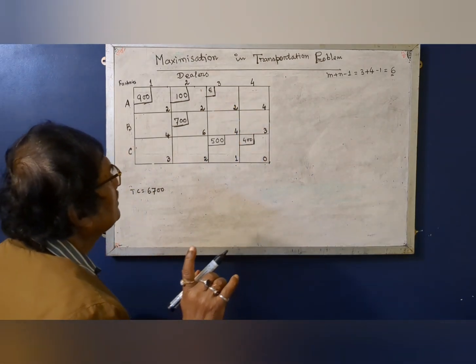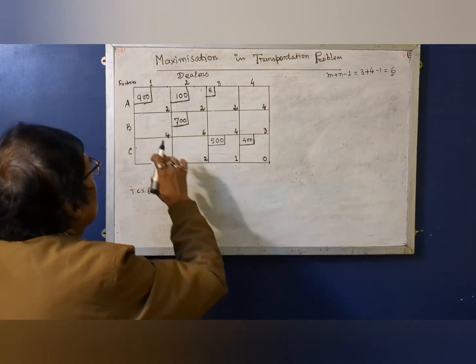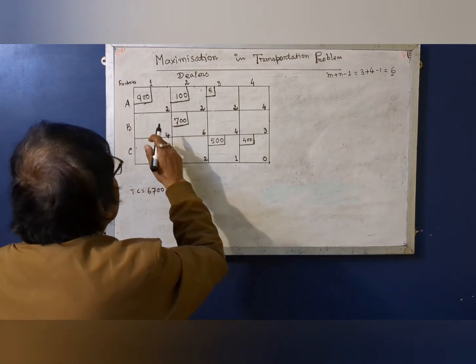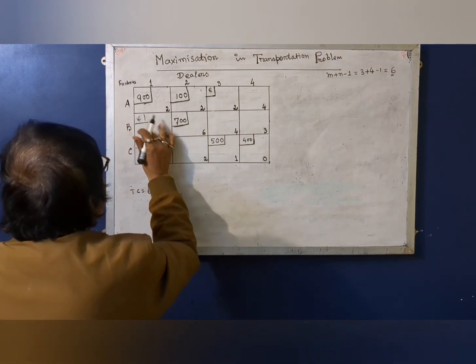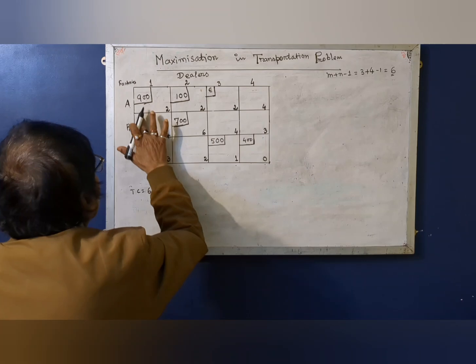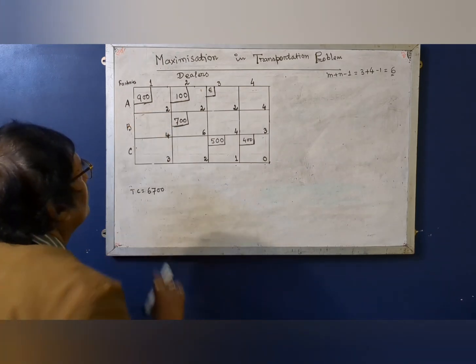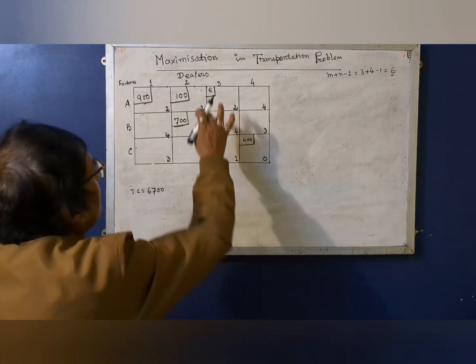Only you will check that the allocation should not be in such a way that a square is formed. In this case, this is not allowed. Otherwise, you can put it in any other cell. You can check that no square will be formed.